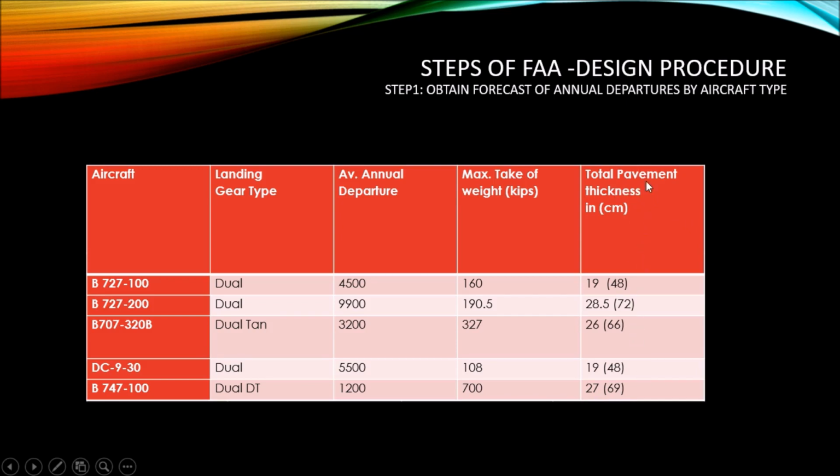When comparing this total pavement thickness, we'll see that the first aircraft is 19, second one is 28.5, third one is 26, fourth one is 19, fifth one is 27. So the one having the greatest thickness is that of 28.5. So this one will control the design. So this will be the design aircraft, irrespective of the fact that the weight is not the greatest. Takeoff weight is not the greatest, but the annual departures, you can see here, it has the greatest annual departure. So it requires the greatest pavement thickness.